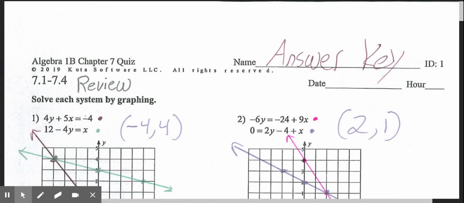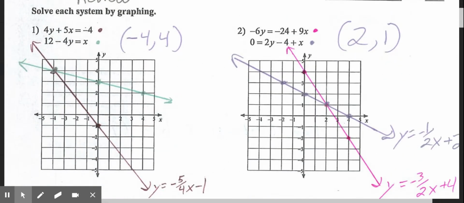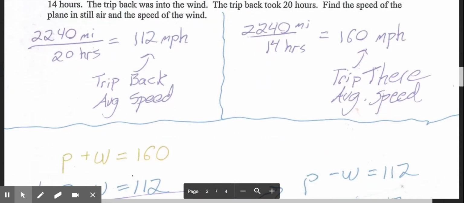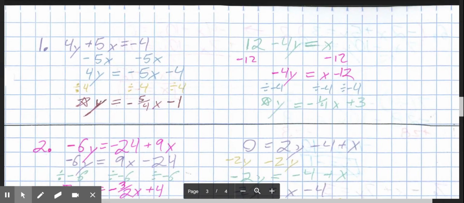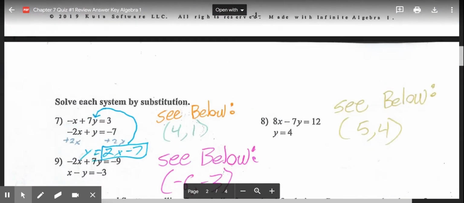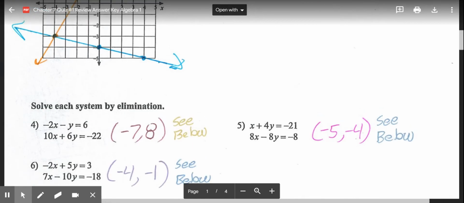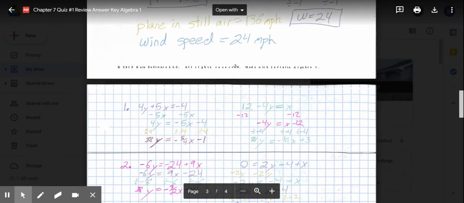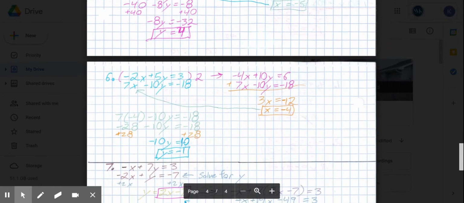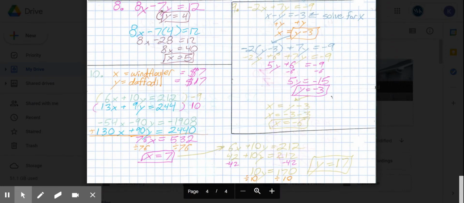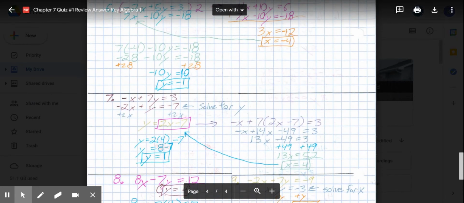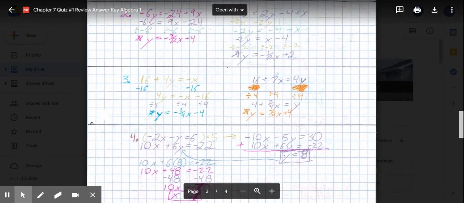As we go through the answer key, you'll see on the first 2 pages, the ones that are basically the review that was handed out to you, the majority of what I put on those pages were the solutions or the graphs. For the work, if you go down to the next 2 pages, the last 2 pages of these 4 pages, you will see the work for the majority of the review.